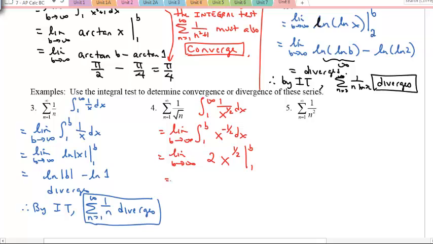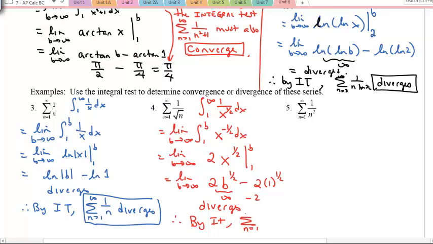It's time to plug in numbers and values. So 2 b to the 1/2 minus 2 times 1 to the 1/2. B to the 1/2 with infinity, this part is also infinity. Minus 2, that's still infinity. This also diverges. So therefore, by the integral test, the sum of n equals 1 to infinity of 1 over root n also diverges.